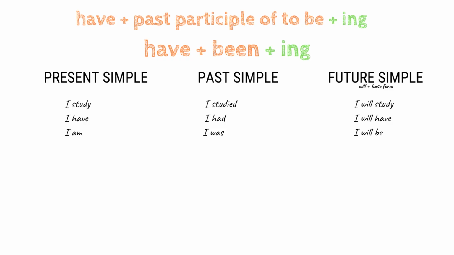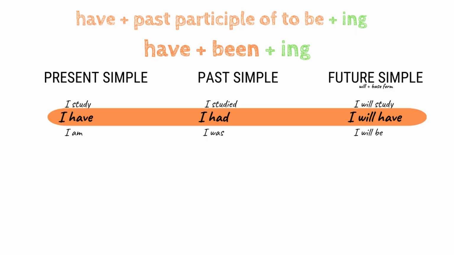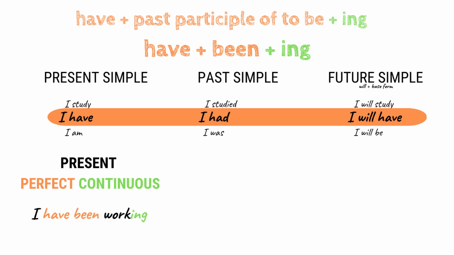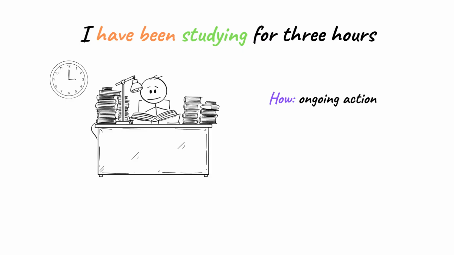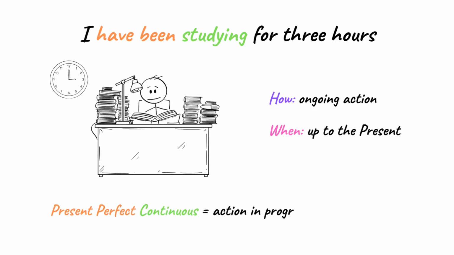To form the perfect continuous tenses, we need the perfect form have plus been in the present, the past, or the future plus ing. The present perfect continuous is I have been working. For example, I have been studying for 3 hours. Here we have an ongoing action, studying, up to the present. So the present perfect continuous is used when an action that started in the past is in progress up to now.